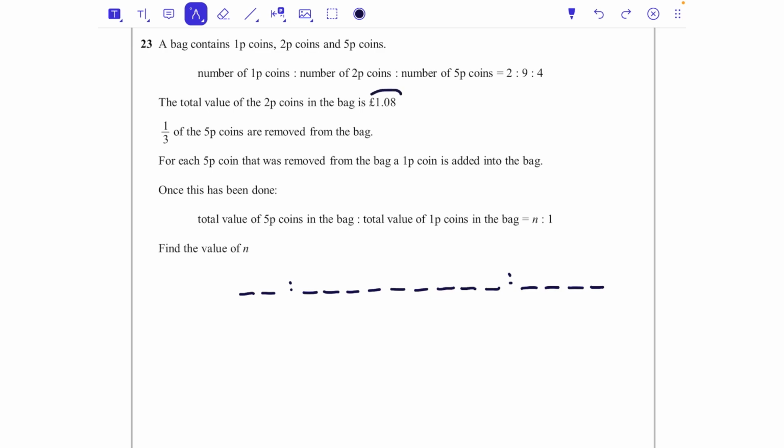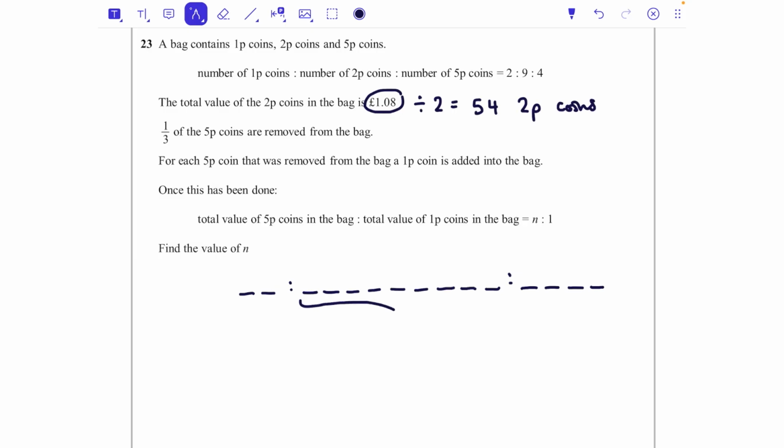Now it says that the 2p's are worth £1 and 8p. So if it's worth £1 and 8p and each coin is worth 2p, if we divide that by 2, that will tell us how many 2p pieces there are. £1 and 8p divided by 2 is 54 coins. So that must be 54 2p coins.